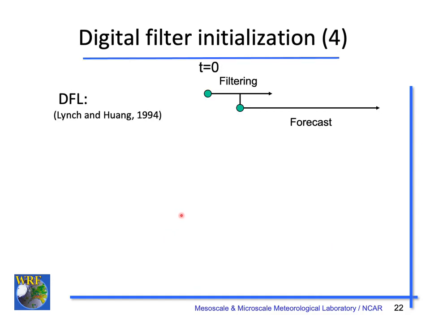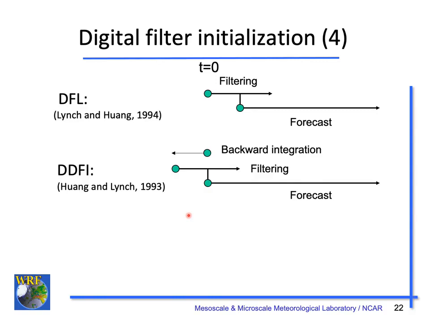There are 3 ways to do DFI in the model. The first is the simplest, called the digital filter launch. This option runs DFI during a period of the model integration, and then launches the forecast from the middle point of the DF window. This option will not alter the model initial state.